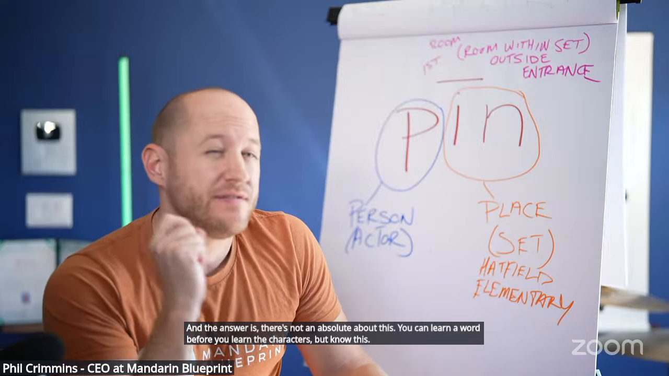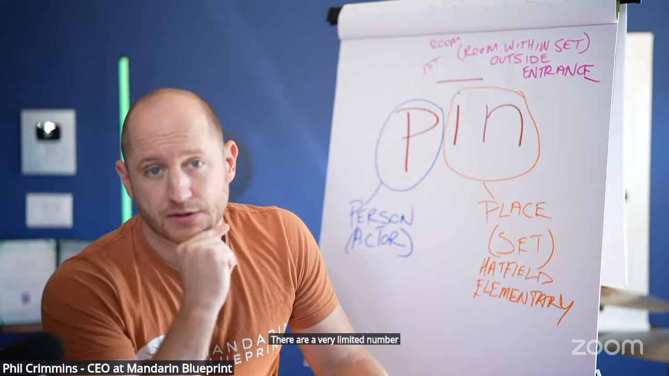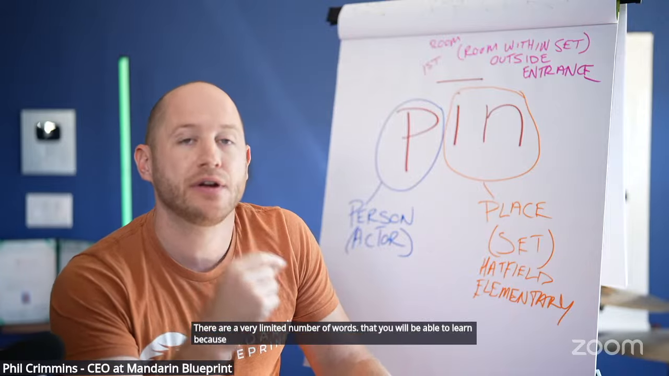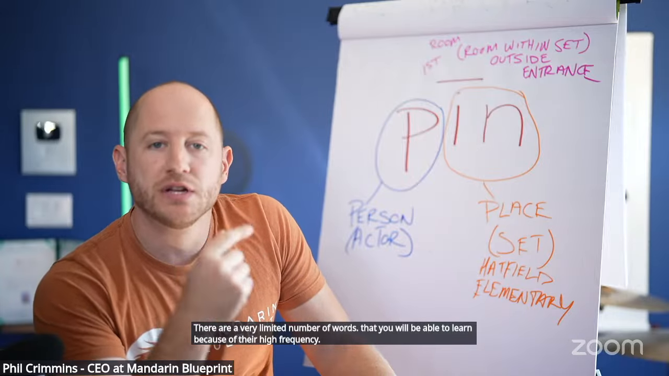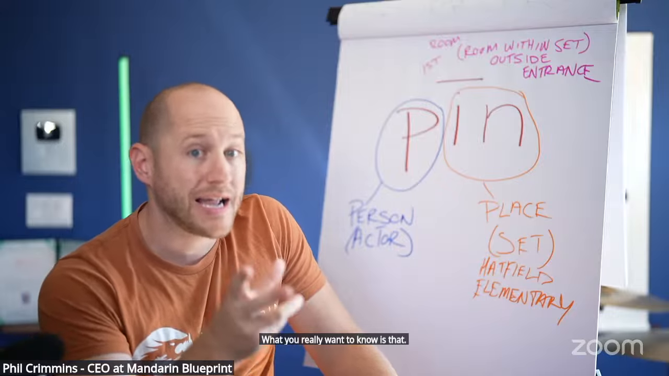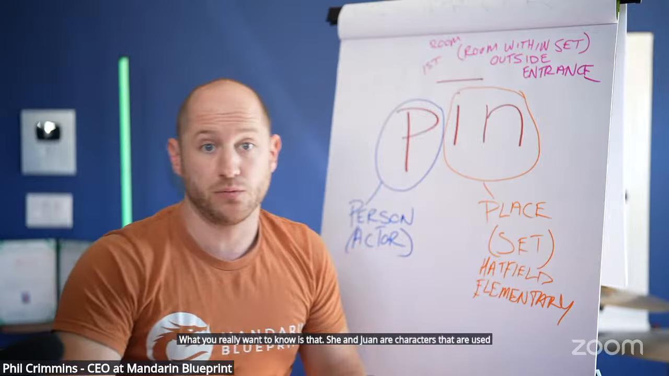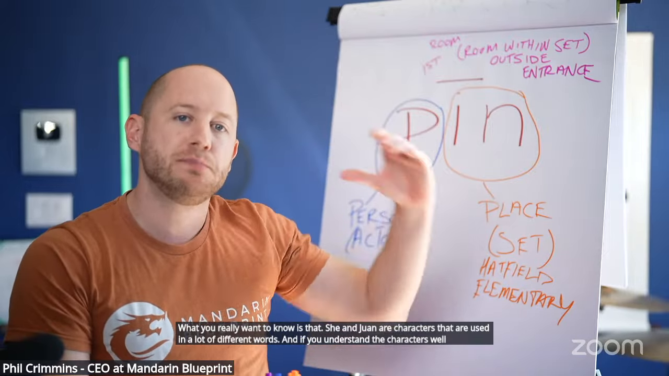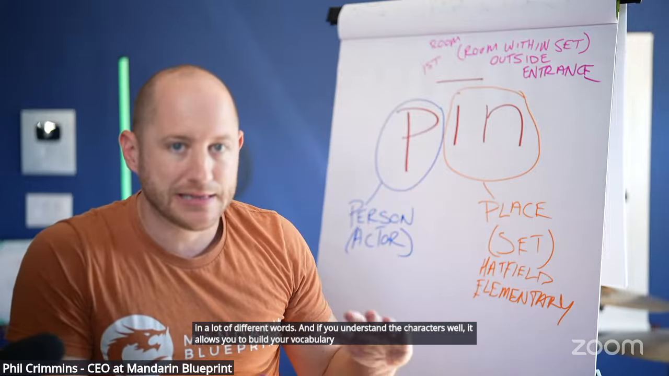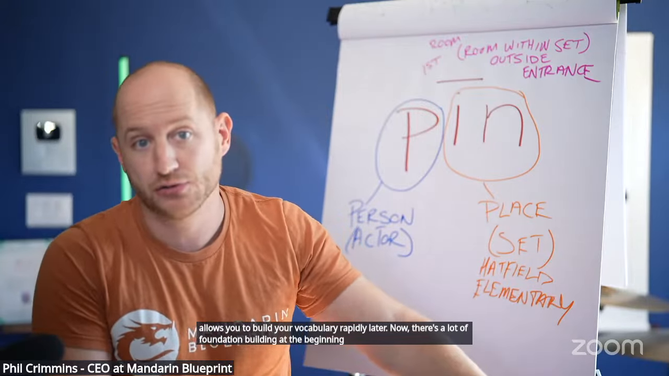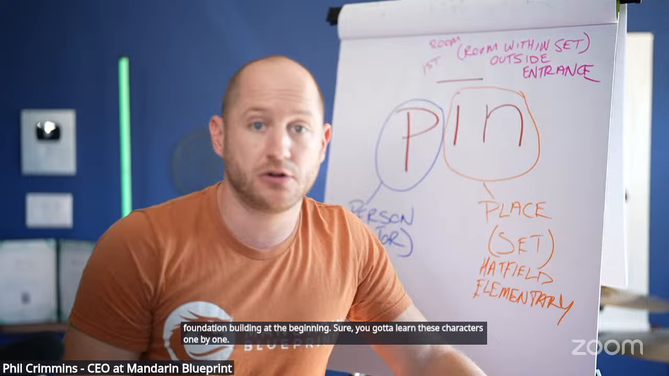There are a very limited number of words that you will be able to learn because of their high frequency. What you really want to know is that Xi and Huan are characters that are used in a lot of different words. And if you understand the characters well, it allows you to build your vocabulary rapidly later. Now, there's a lot of foundation building at the beginning. Sure, you've got to learn these characters one by one. Couldn't you just skip to learning the words?